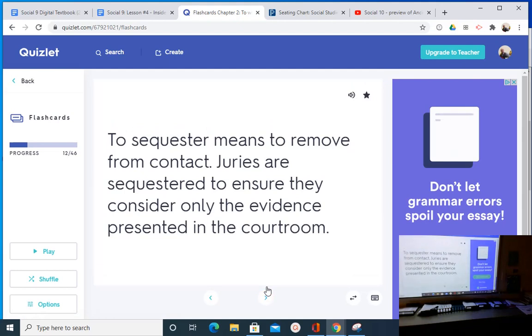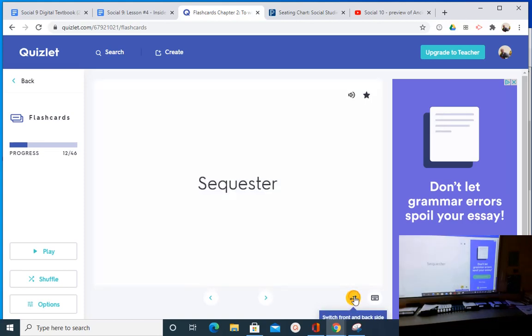So what word means to sequester? To sequester means to remove from contact. Juries are sequestered to ensure they consider only the evidence. So no doubt the word is sequester. So I kind of messed that one up. I should have had the word out.